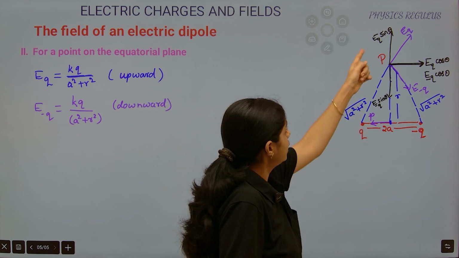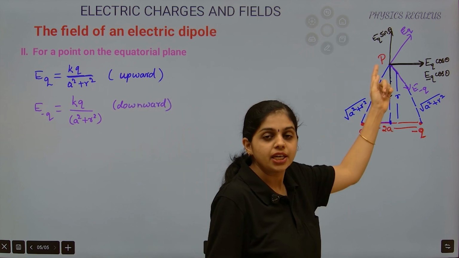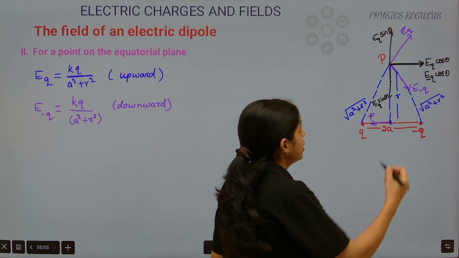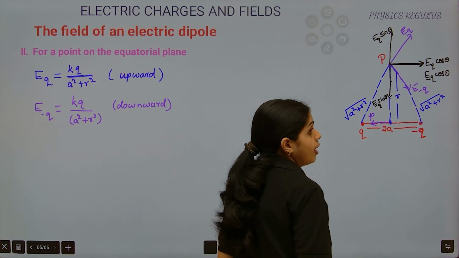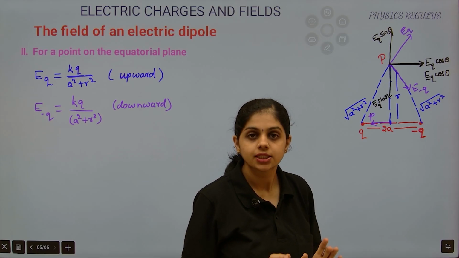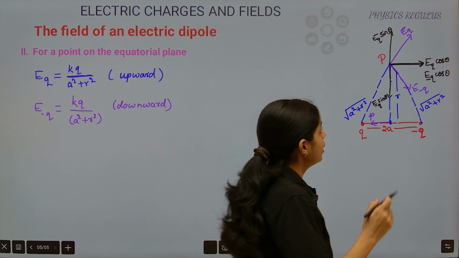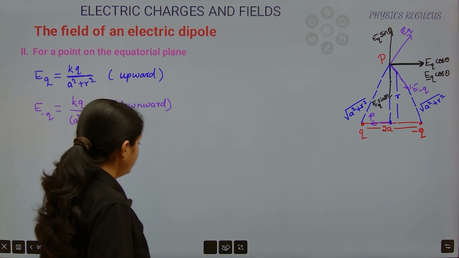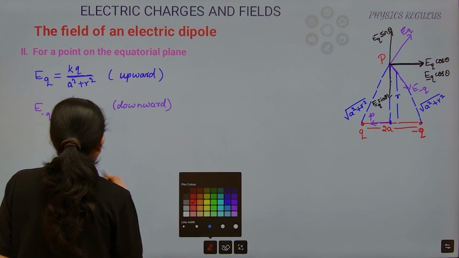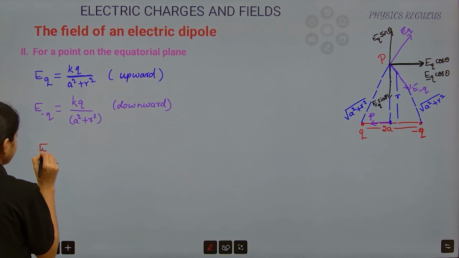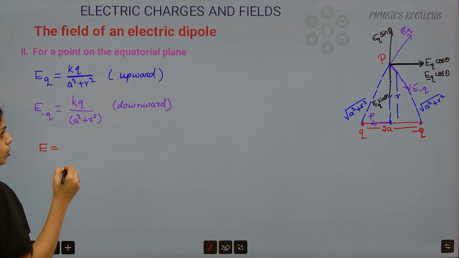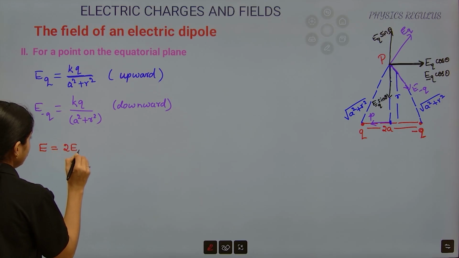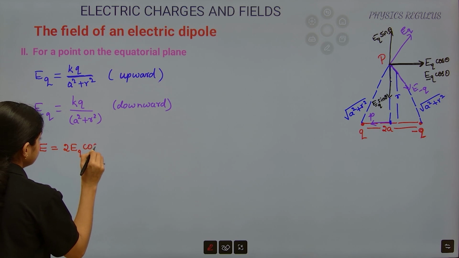Here the magnitudes of E_Q and E_minus Q are equal, but they are opposite in direction, hence vertical components cancel each other. Only horizontal components add up. Therefore, resultant electric field is given by only horizontal components add up, that is 2 E_Q cos theta.